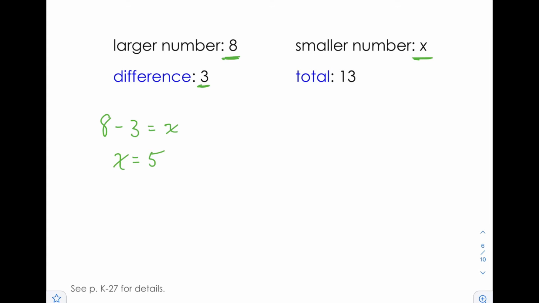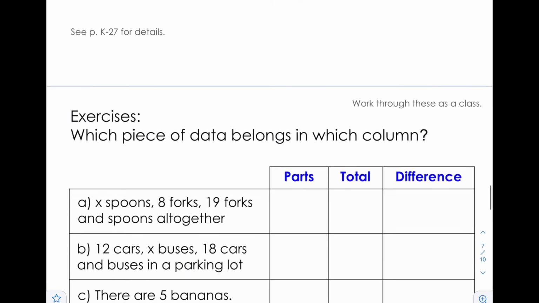Now, we can also do an addition. By total, they mean sum. So we could do 8 plus x is equal to 13. And we know that 8 plus 5 would be 13, so 5 would be x. So we used both an addition and subtraction equation to solve for x in this case.